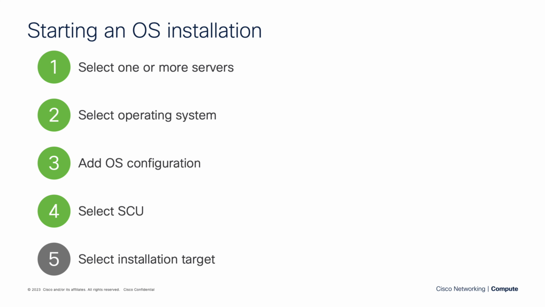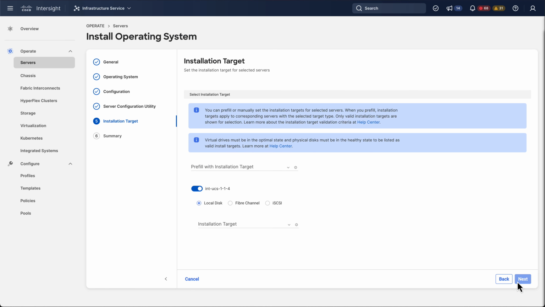Before we can start our installation, we need to choose an install target. The simplest option to do it is to use the pre-fill option, which gives you the option to just select one of the targets and it will fill out all the settings for you for all of your servers. Otherwise, you can choose per server. For example, I can look at the local disk and then choose whatever local virtual drive I have.